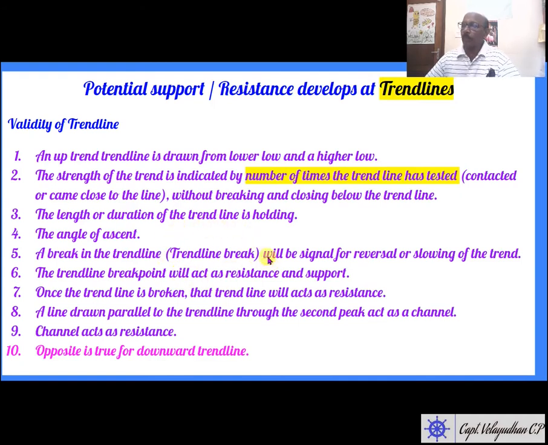Trend line break points are very important because this line will act as support and resistance. Maybe this is more powerful than the trend line. This will be a horizontal line which will act as support and resistance, so you will get the right time to enter. Once the trend line is broken, that line will act as resistance, which I already showed you. A line drawn parallel to the trend line through the second peak acts as a channel.